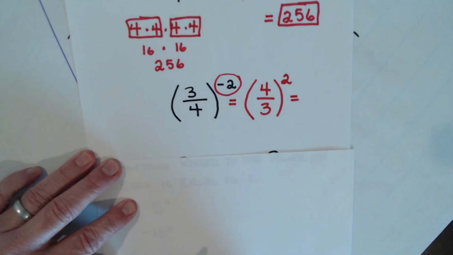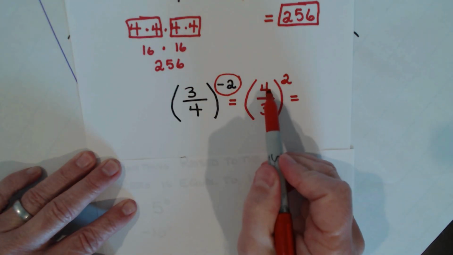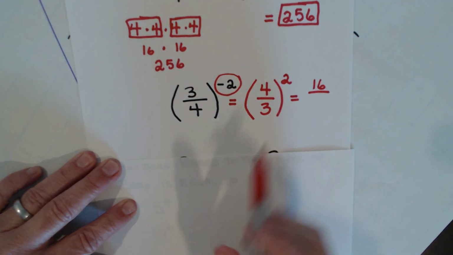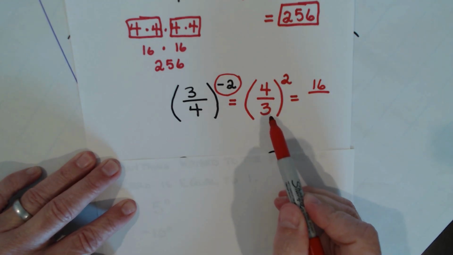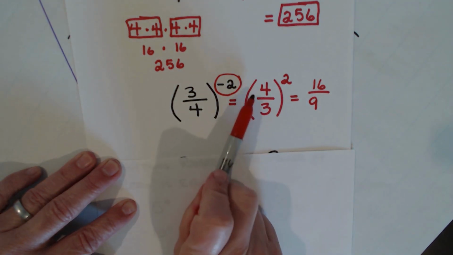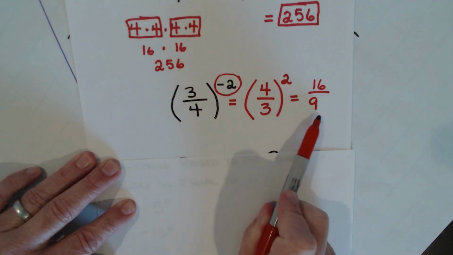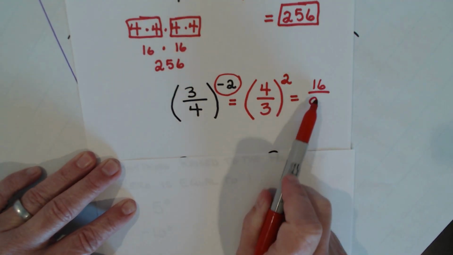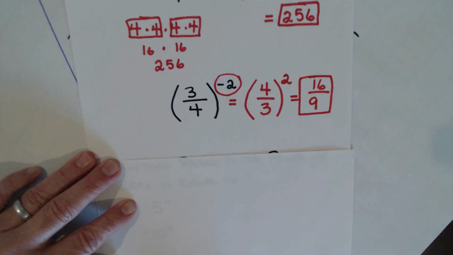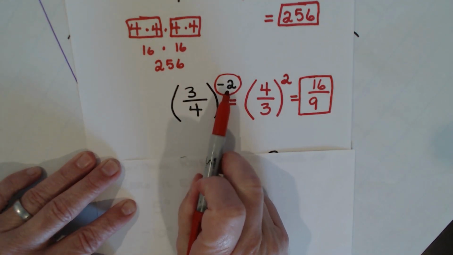I apply that exponent to each one of those numbers. With an exponent of 2, 4 to the second power is 4 times 4, which is 16. I apply this exponent to this 3 right here: 3 times 3 is 9. Something you need to remember: if the fraction in here is simplified, you can take it to whatever power you want, and it will automatically be simplified. So I don't have to worry about trying to simplify this. Anytime I flip a fraction, I change the sign of the exponent.